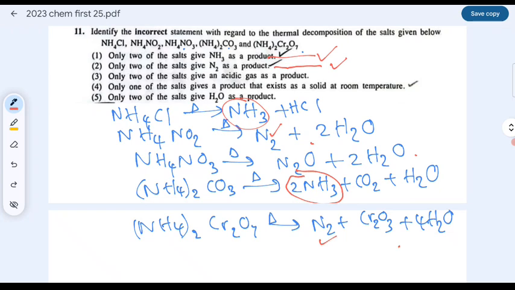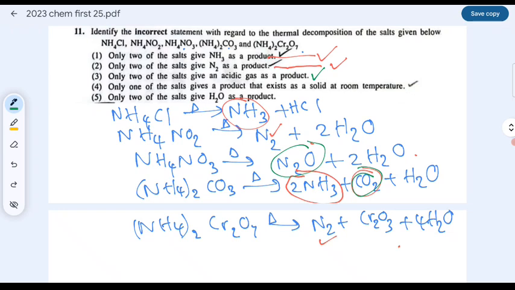Then only 2 of the salts give an acidic gas as a product. The acidic gases here: carbon dioxide is an acidic gas. So I will use another color. Carbon dioxide here is an acidic gas and N2O is an acidic gas. So others are not acidic gases. Ammonia is a basic gas. So only 2 of the salts give an acidic gas as a product. That is also correct.